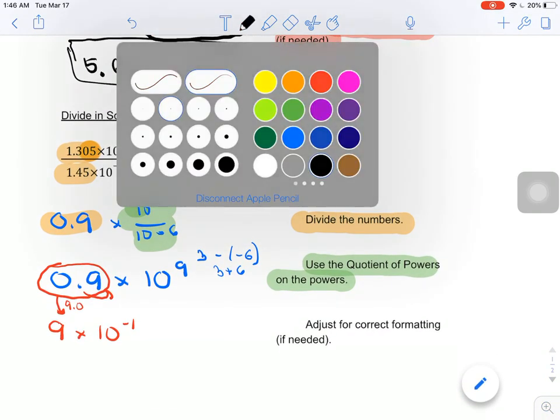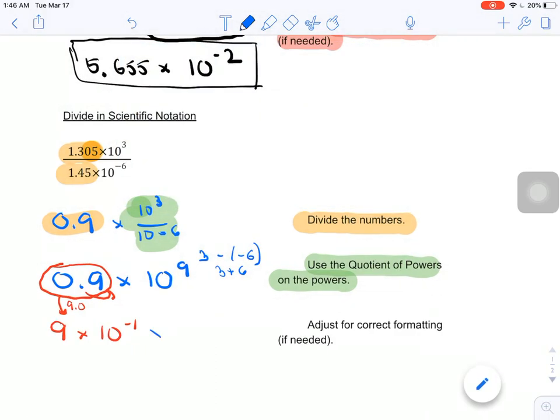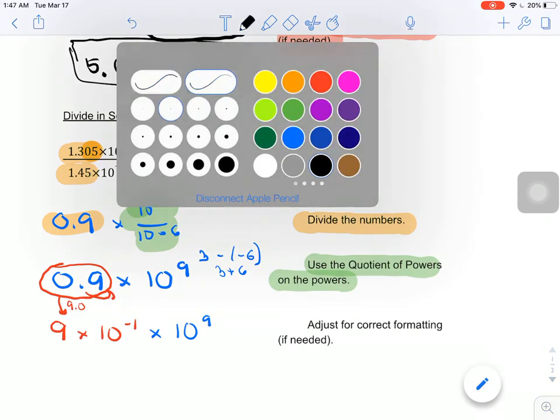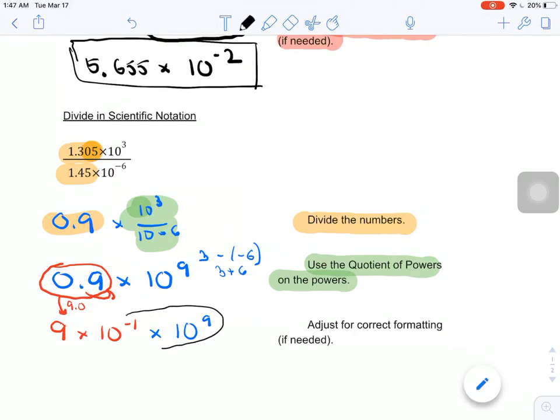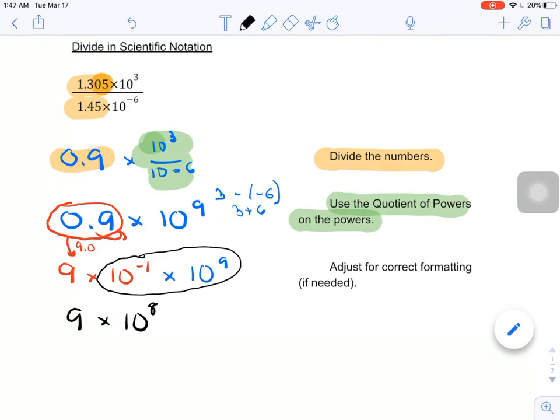But again, we have to remember that that now has to go in with the rest of the problem that was already there. So that whole thing is also times 10 to the power of 9. So now that I'm done fixing my factors of 10 so that my decimal point's in the right spot, I need to take all of my factors of 10 and combine them together. So I can, again, use an exponent rule. So if I'm multiplying, I can add the exponents. So my final answer would be 9 times 10 to the power of -1 plus 9, which is 8. So 9 times 10 to the power of 8.